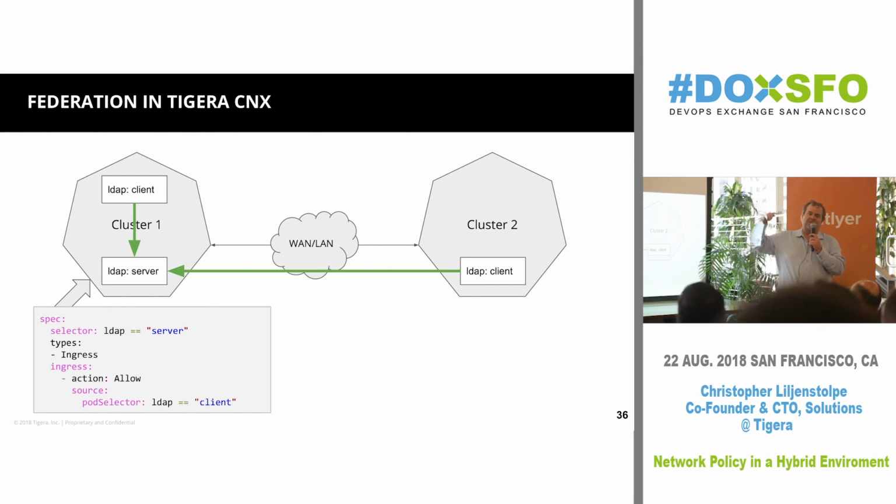And we can reverse that. We can say security groups are allowed to talk to pods, individual pods. So that's yet another form of hybridization. We're using native cloud services in your Kubernetes cluster.